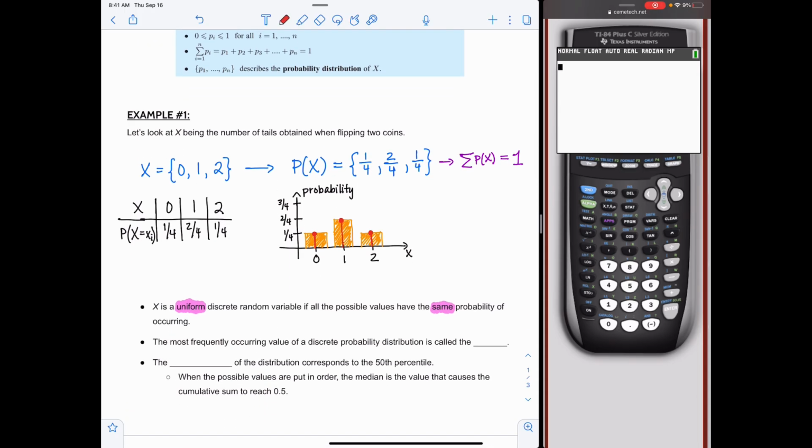The most frequently occurring value of a discrete probability distribution, of course, is going to be called the mode, because it's the most occurring. And then we have what we call the median. The median of the probability distribution is going to correspond to the 50th percentile. When the possible values are put in order, the median is going to be the value that causes the cumulative sum to reach 0.5.